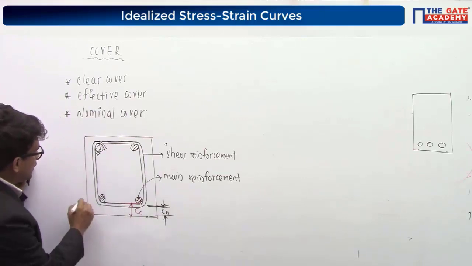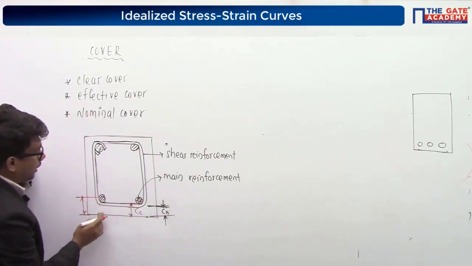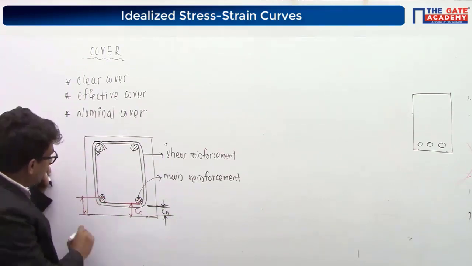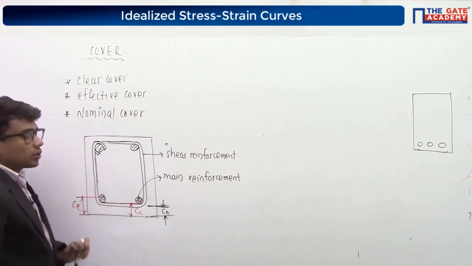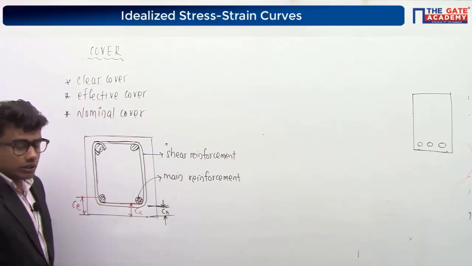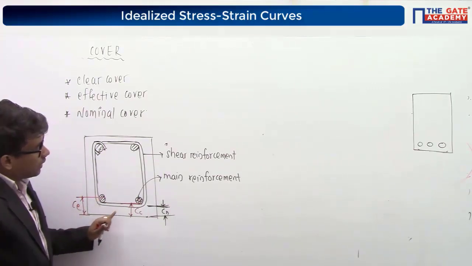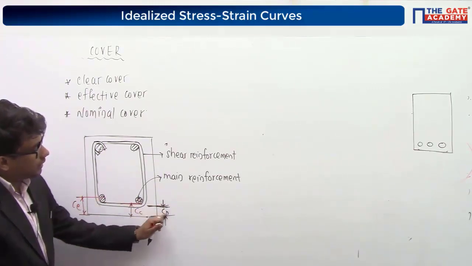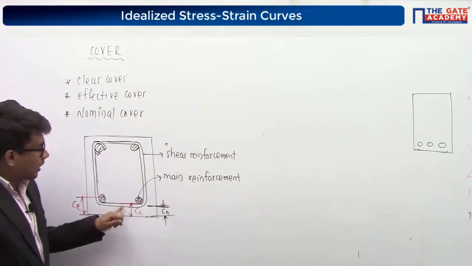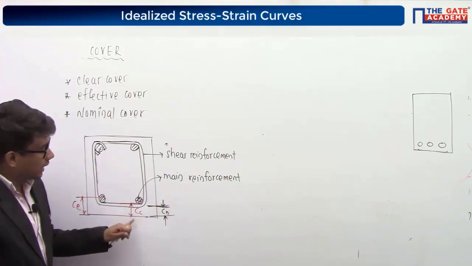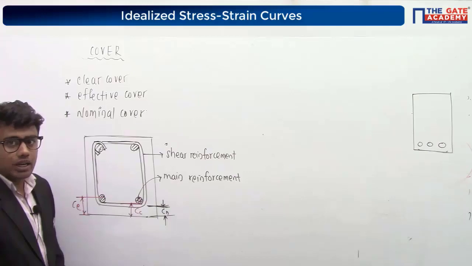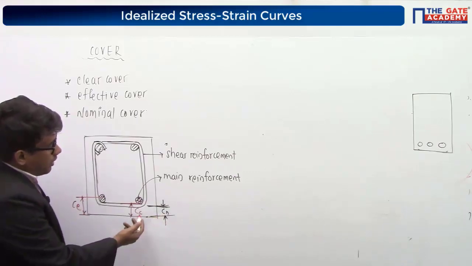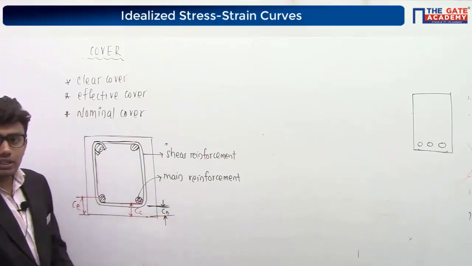One more is there, which is very common, and you might be knowing about this. The distance from here to the center of our reinforcement is called effective cover. You should know this. This is called effective cover, this is called clear cover, and this is called nominal cover. If we are not providing our shear stirrup, this clear cover and nominal cover will become the same.